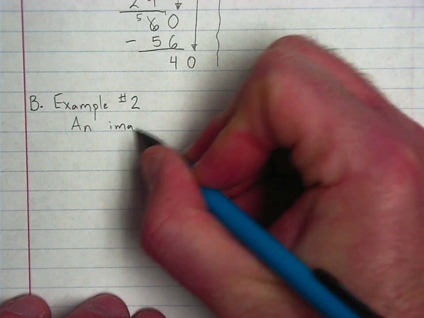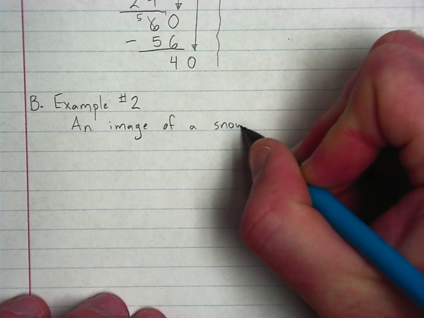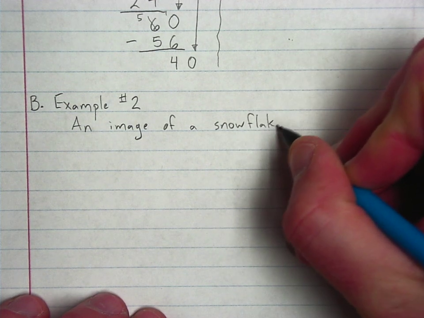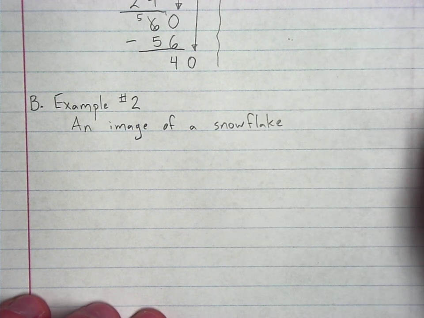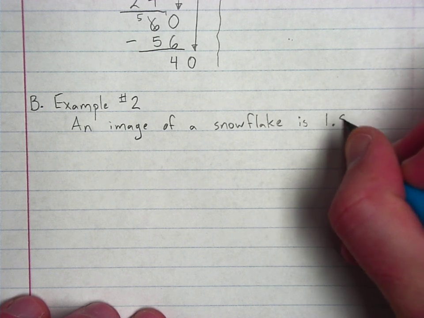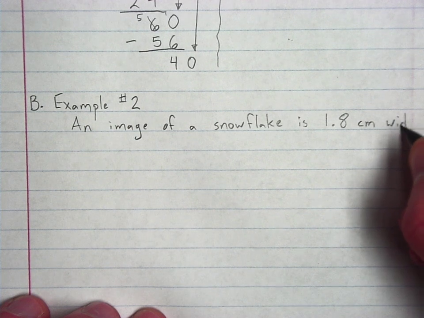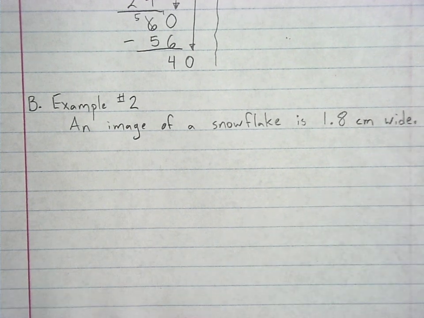An image of a snowflake. So a picture of a snowflake. An image of a snowflake is 1.8 centimeters wide. So just a little bit under 2 centimeters. This picture is pretty small. Now the crazy thing is the snowflake itself is even smaller.